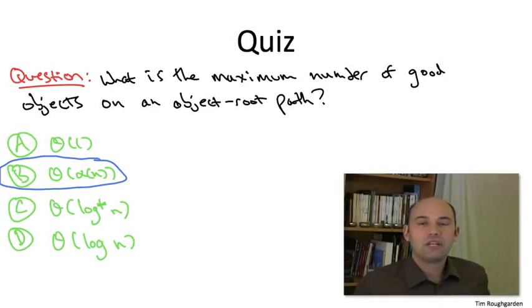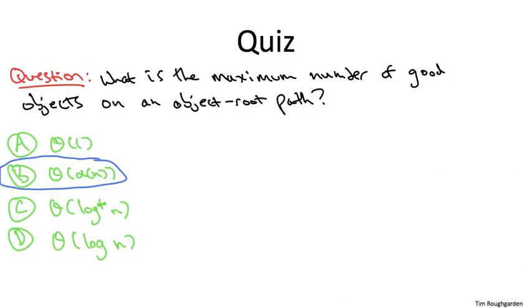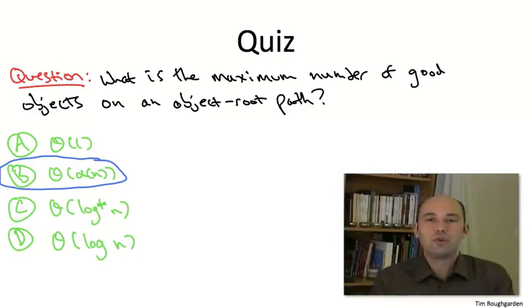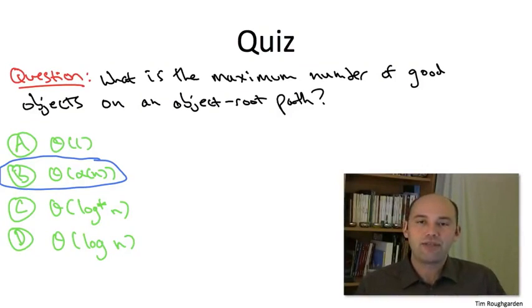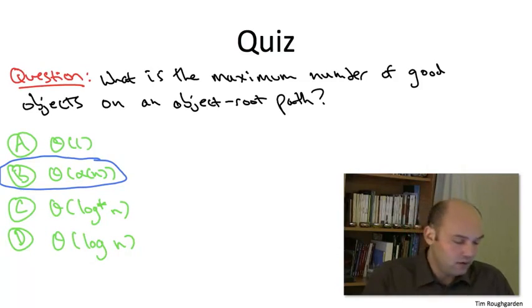All right, so the correct answer is B. It's theta of the inverse Ackermann function of n. And this is really one of the points of how we define good and bad nodes. We guarantee that there cannot be too many good nodes whenever we do a find operation. So to see why this is true, let's just count up the number of nodes along a path that can fail to meet each of the 4 criteria.